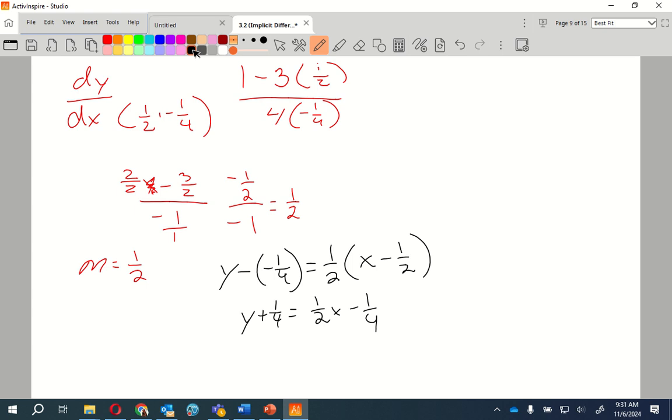Subtract 1/4 from both sides, so y equals 1/2. That should be a 1/2. There we go. All right. X, and so since I'm subtracting, that's negative 2/4. There you go. Because it's minus 1/4 here, minus 1/4 here, which is 2/4, which reduces to 1/2. So there should be the equation of my tangent line.